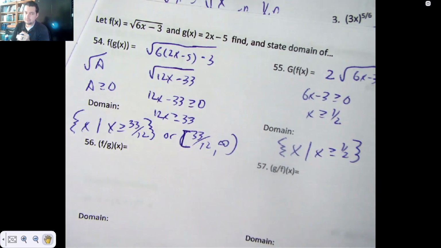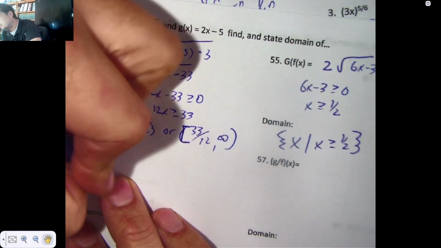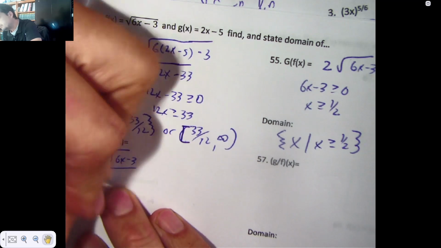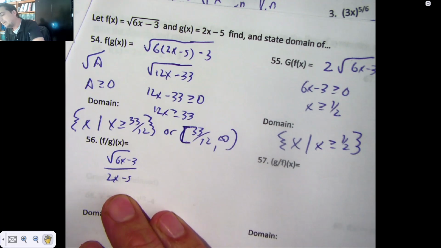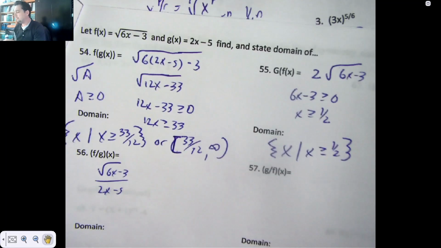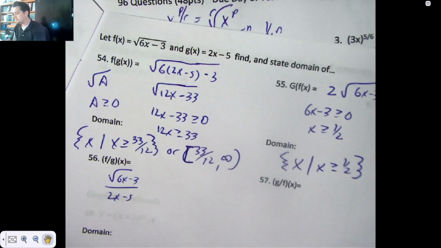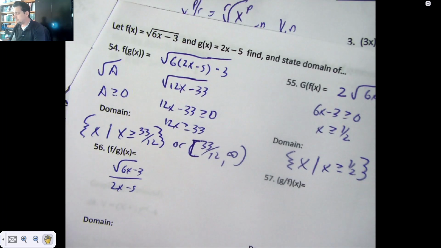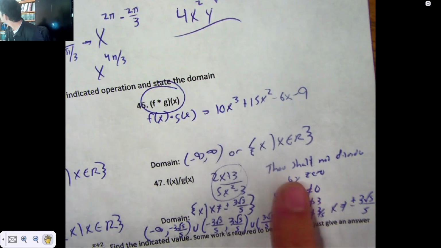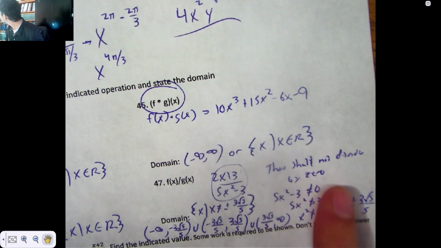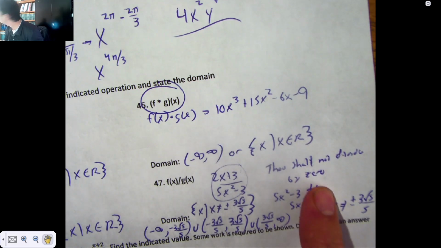56 has that division. Division makes things more complex. It is f over g, the root of 6x minus 3 over 2x minus 5. And there are two rules. There's this one, and then there's the previous rule that I wrote on a different page. Thou shall not divide by 0. It's on the 10 Commandments too. It's an abomination. It's the second commandment of math.